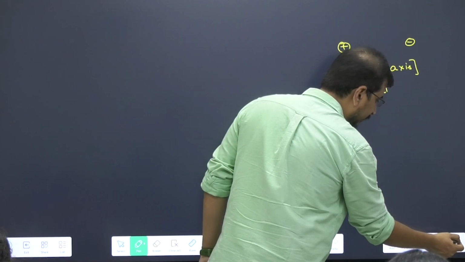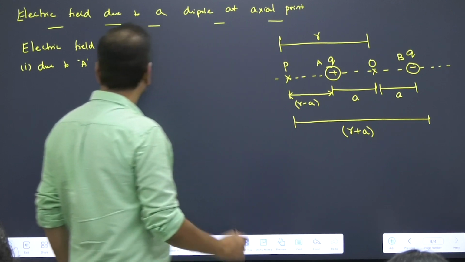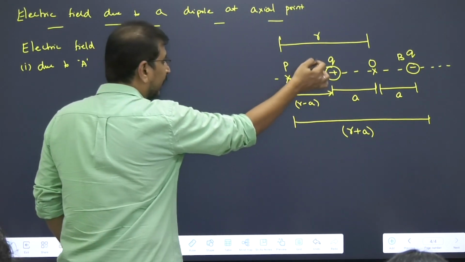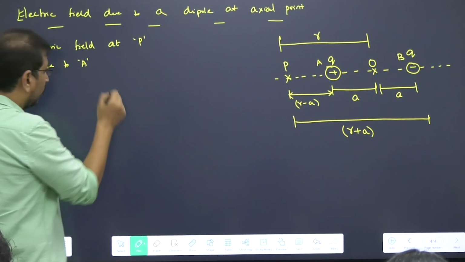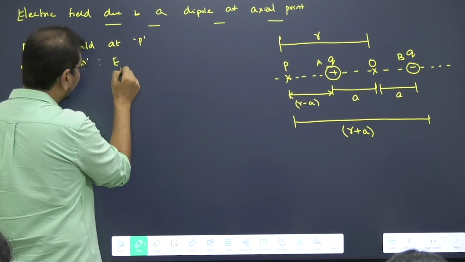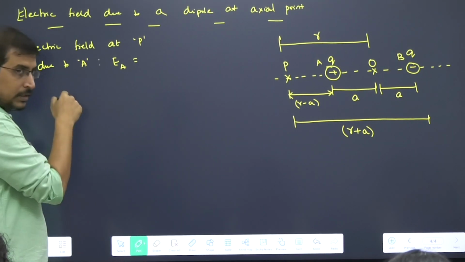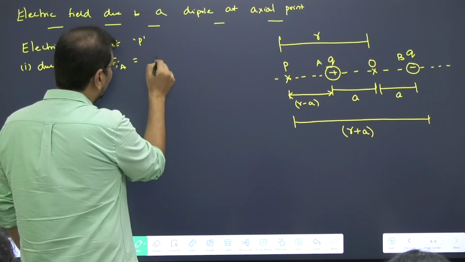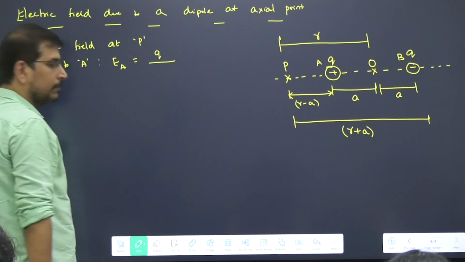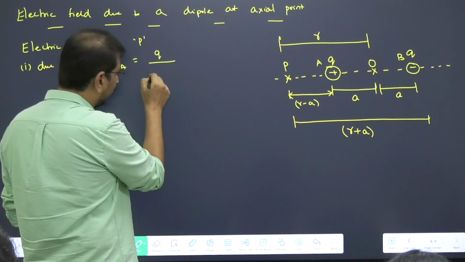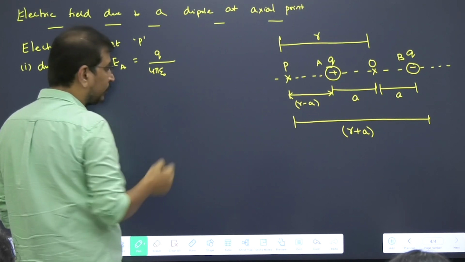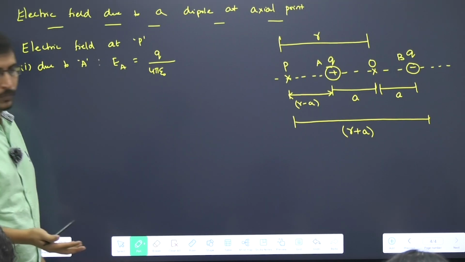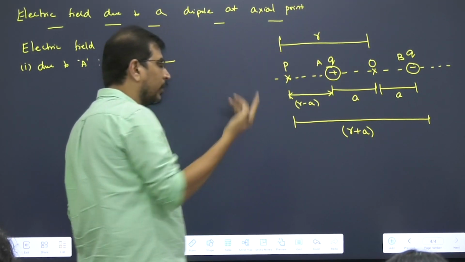So, having said this, what I'll do is, here also I'll do the same. The magnitude of the charge is Q, I'll call it as EA, okay, electric field due to the charge at A. So, it is going to be Q divided by 4 pi epsilon naught into what square? The distance square. So from this charge to this point, what is the distance?